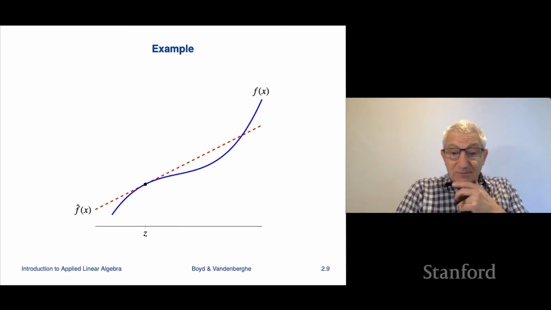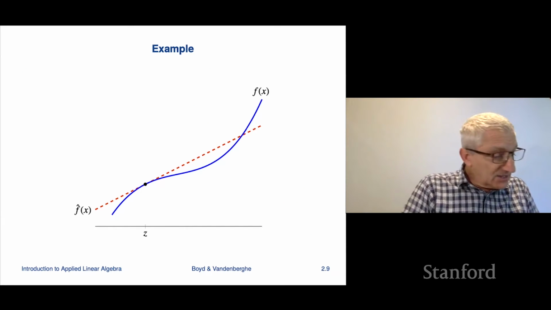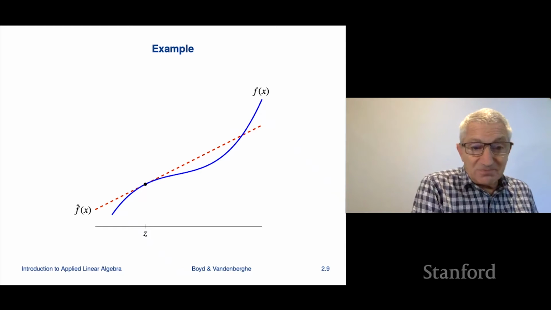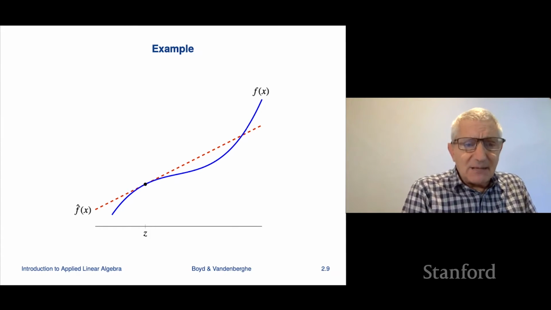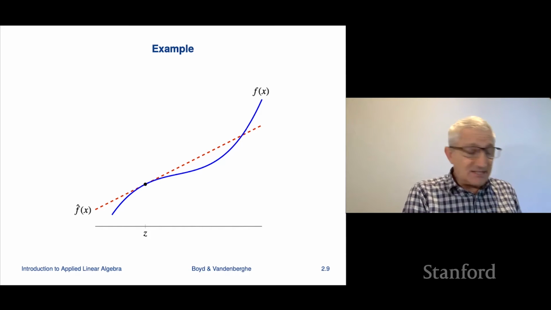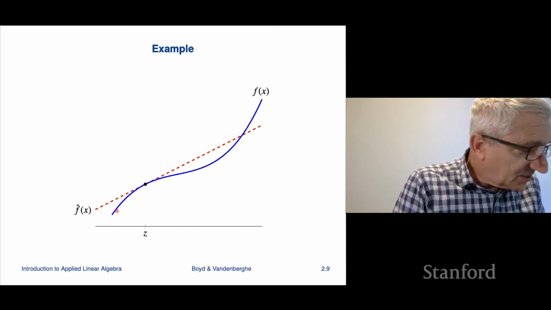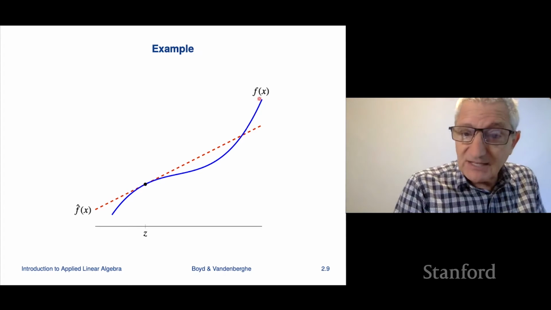So let's see a quick picture. The picture I'm drawing has z and x as scalars, so I can draw it, but I'll say a little bit about how this works in the higher dimensional case. So here's the curve, which is f of x. So we can see f of x here.